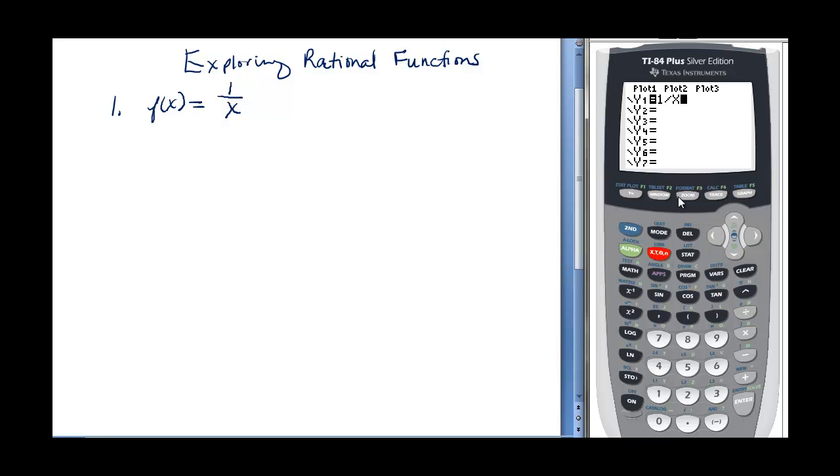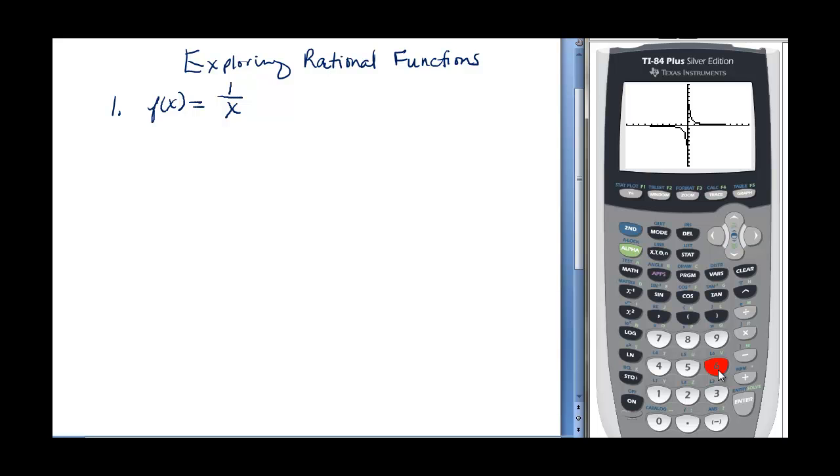And I'm going to check my window because I was doing other stuff earlier. I'm just going to go to a standard window, so select 6 in your zoom. And here is what our first rational function looks like. This is a pretty typical looking rational function.